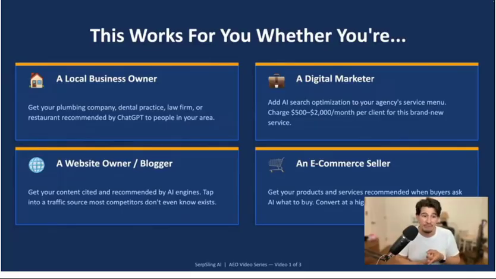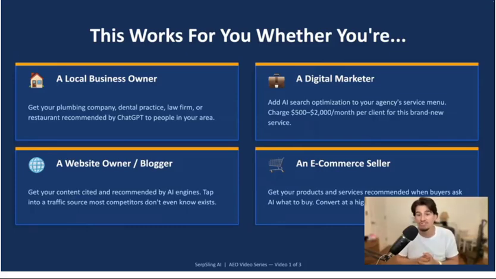You get your plumbing company, your dental practice, law firm, or restaurant recommended by ChatGPT to people in your area, especially because a bunch of people are out there using these AI search engines to plan an entire trip. Okay, so within that, if you're a local restaurant, boom, your local restaurant can be the one that gets recommended when people are using AI in this manner.